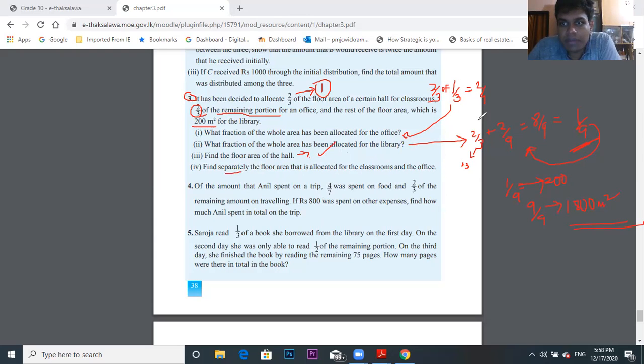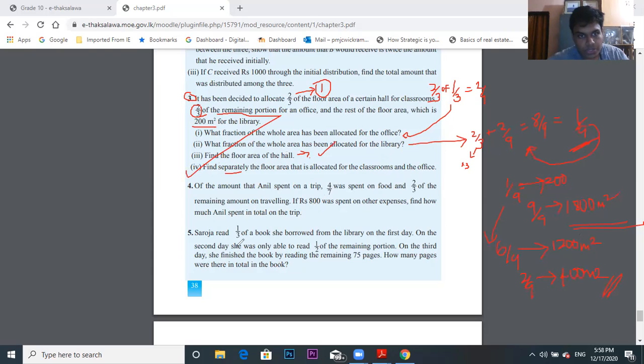Find separately. That means they're asking us to find this 6/9. 1/9 is 200, so 6/9 will be 6 times 2, which is 12. 1,200 just for classrooms, and 2/9 will give you 400 for the office. This is the end of that whole question.